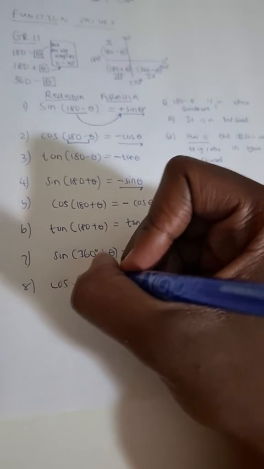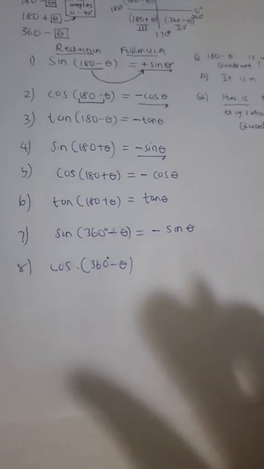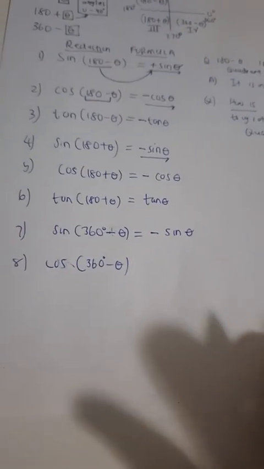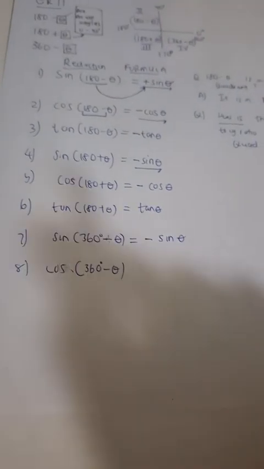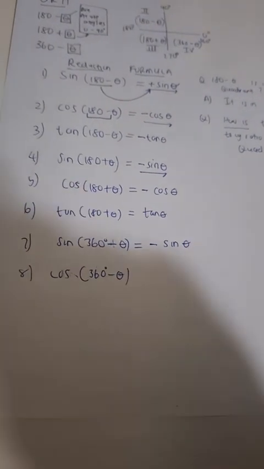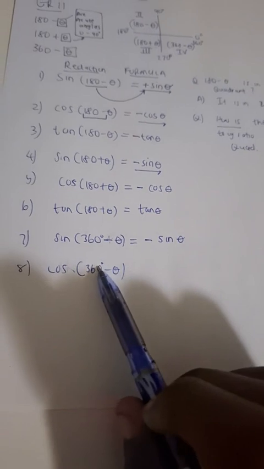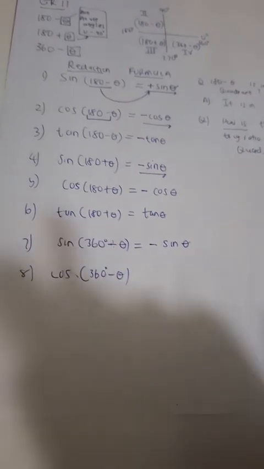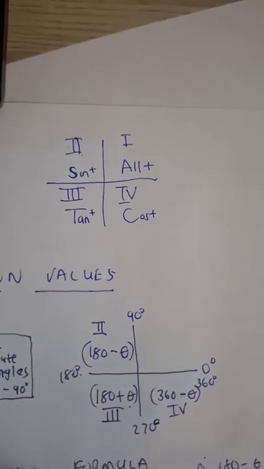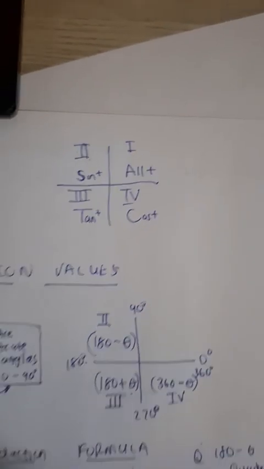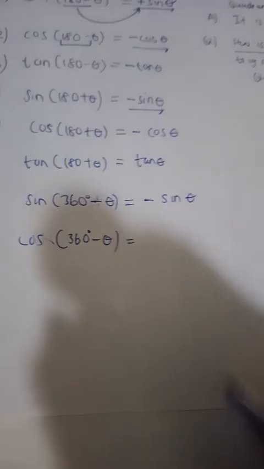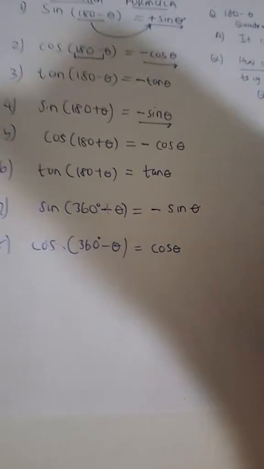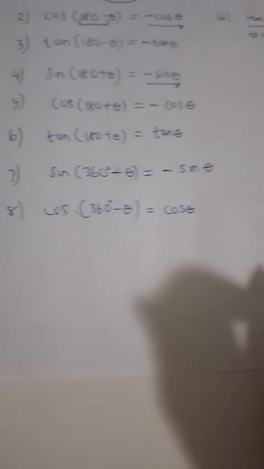Cos of 360 minus theta. We do the same thing. 360 minus theta is in which quadrant? How is cos? It's in the fourth quadrant. 360 minus theta is in the fourth quadrant. How is cos in the fourth quadrant? Hope you guys remember that in the fourth quadrant, cos is one of those trig ratios that seems to be sweetly positive. Okay, so therefore we know it's positive cos. The 360 minus falls away. It's cos theta.